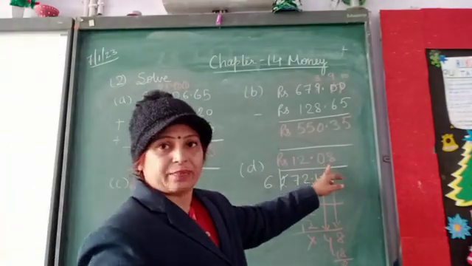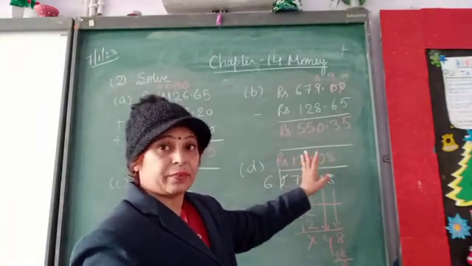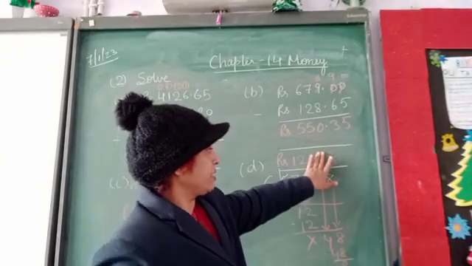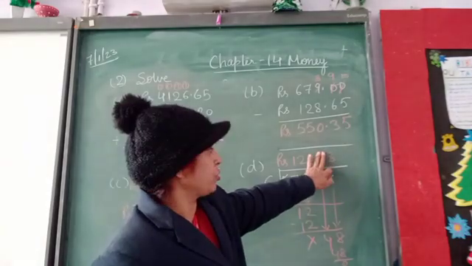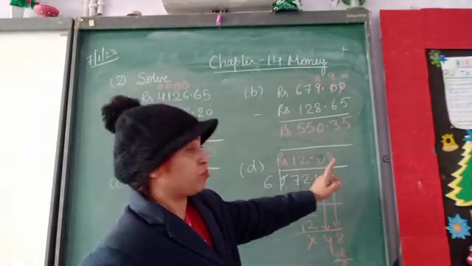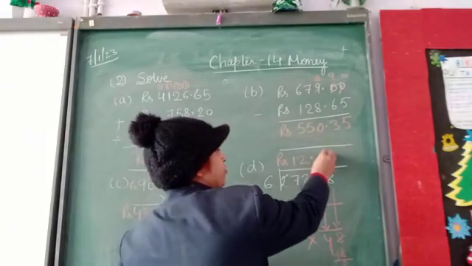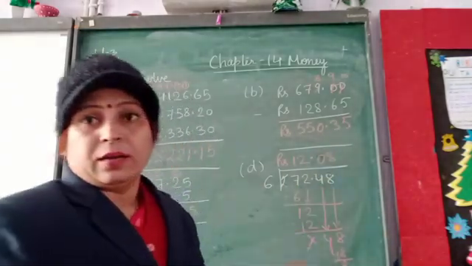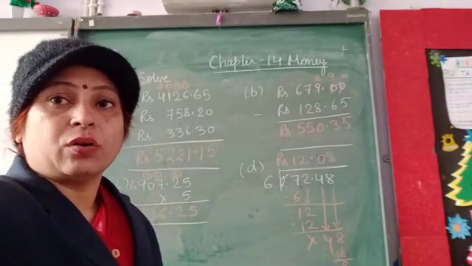0 8 means 8 paisa. If 8 is written alone, then it is 80 paisa. Otherwise, if you don't put 0 here, it will be considered as 80 paisa. So mind it, where you have to put 0. So in this way, we will do the operations with money.